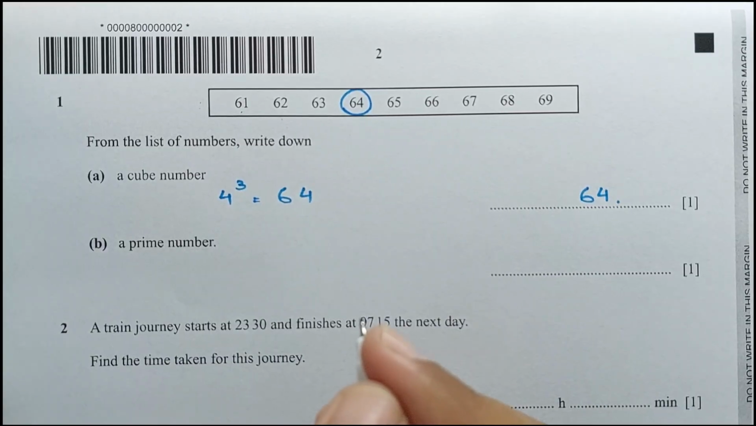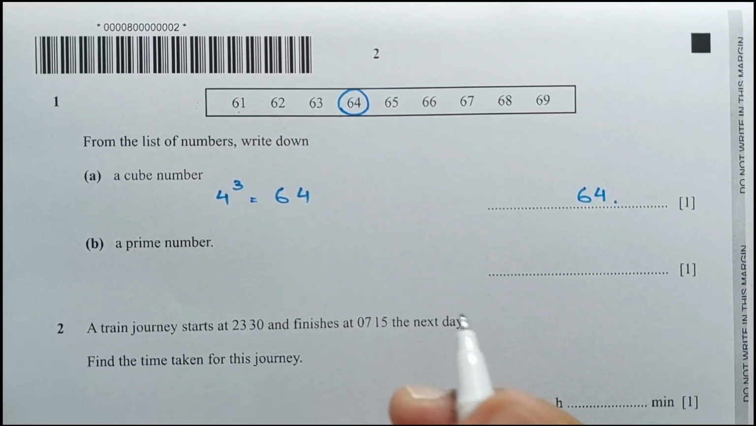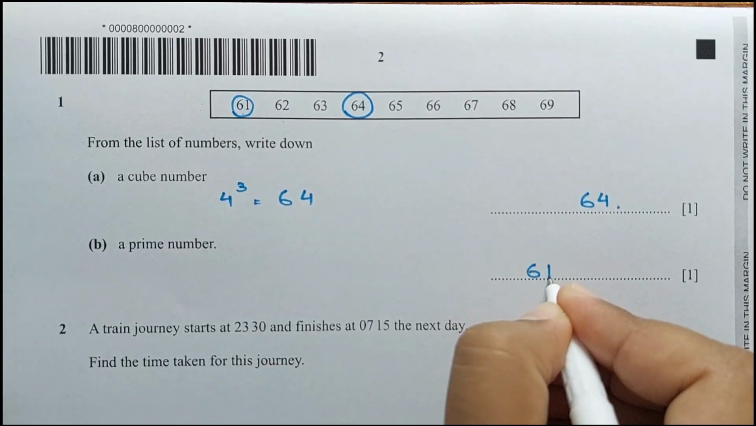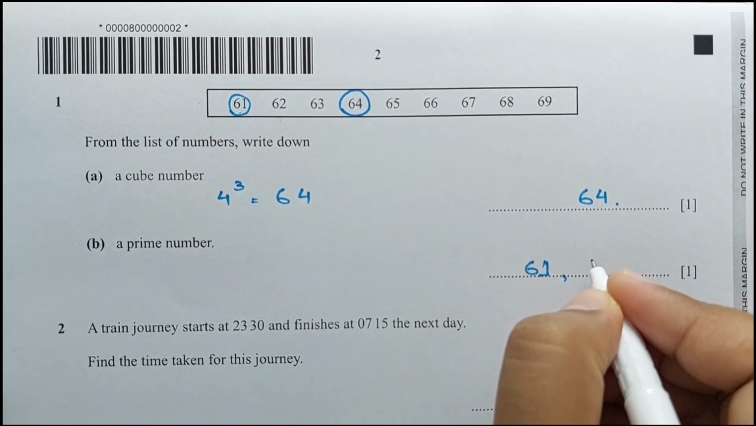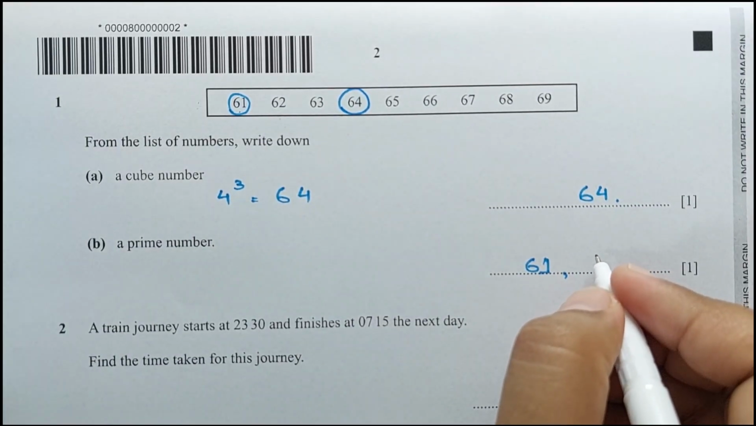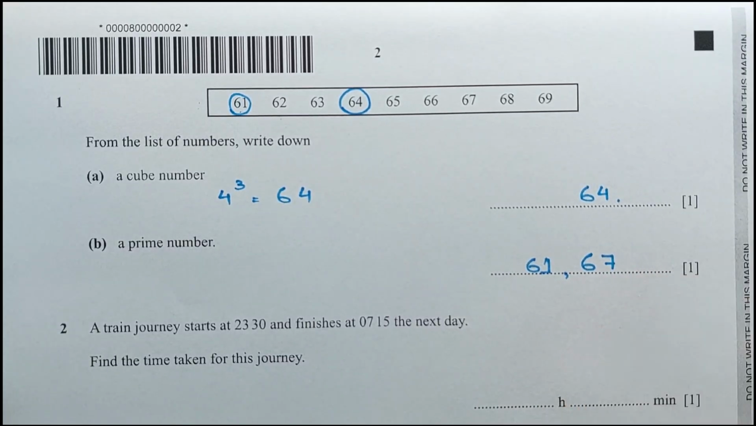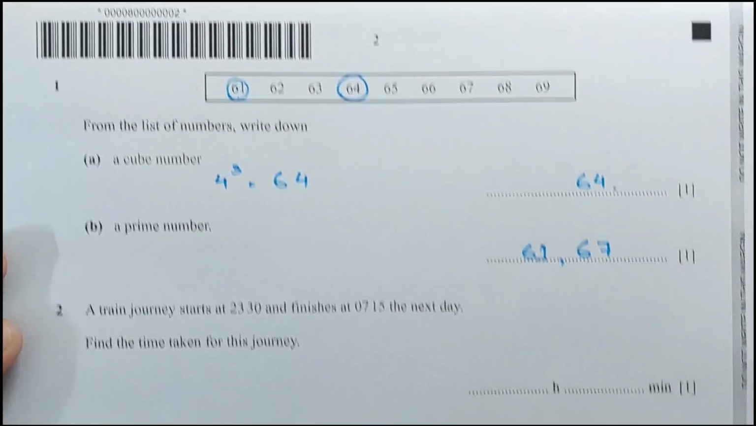Part B, a prime number. A prime number is a number that has only two factors, the number 1 and that number itself. 61 is a prime number. 62 is not a prime number. 63 is not a prime number. Not 65, not 66. 67 is a prime number. Not 68 and not even 69.